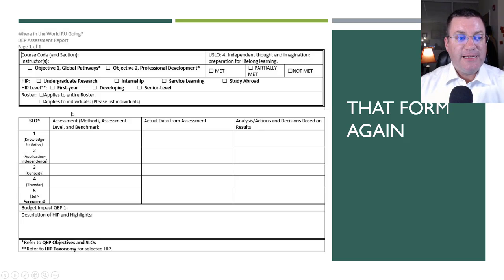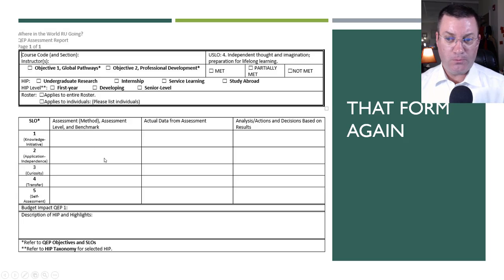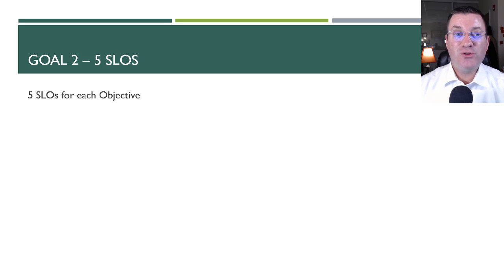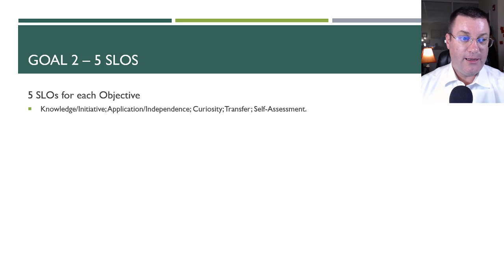Okay? Now here's what we're going to talk about next. These student learning outcomes, the assessments, the assessment level and the benchmark, what data you're going to be putting in there, and then analysis based on that data. So what we're going to talk about next are these learning outcomes and one assessment that we have already prepared for you. So this relates to goal 2 of our QEP, and that is developing lifelong learning. So we have 5 student learning outcomes for each objective. Each one of these outcomes is summarized here: knowledge and initiative, application and independence, curiosity, transfer, and self-assessment. This will make more sense in just a moment.